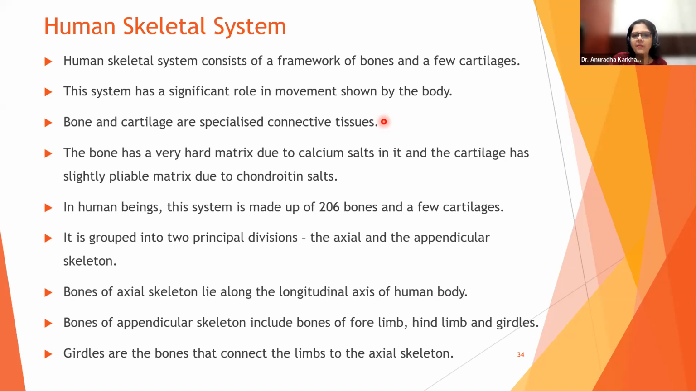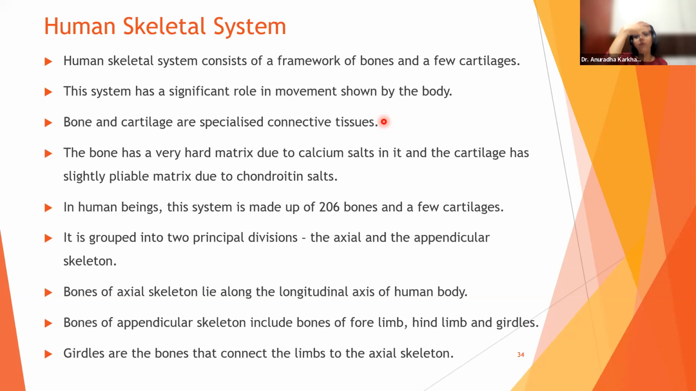The bone has a very hard matrix due to calcium salts, and the cartilage has a slightly pliable matrix due to chondroitin salts. So where calcium salts are deposited, the matrix becomes hard, and slightly pliable is due to the presence of chondroitin salts. Remember both the words, calcium salts and chondroitin salts, given in your NCERT textbooks. In human beings, this system is made up of 206 bones and a few cartilages. It is grouped into two principal divisions, axial skeleton and appendicular skeleton.